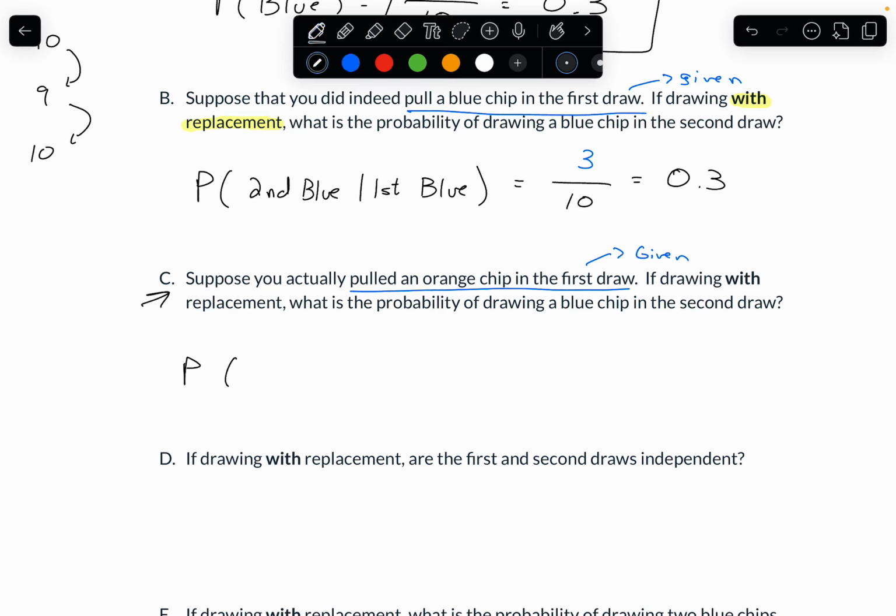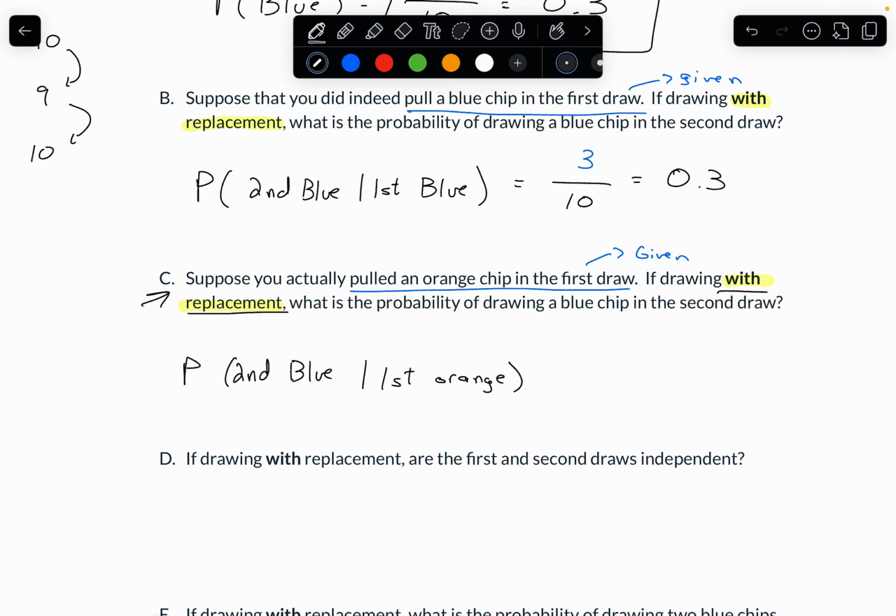So given that the first one was orange, if drawing again with replacement, so we're talking about with replacement, what is the probability of drawing a blue chip on the second draw? So if I know that the first one was orange, what's the probability that the second was blue once again? So again, it's with replacement. That is the most important part of this problem, in my opinion.